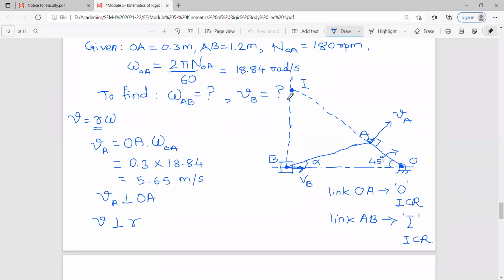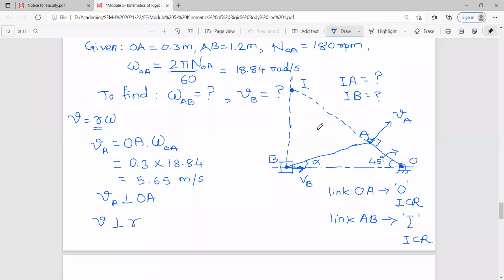Once you have located the ICR, the rest is only calculations. What you need in the calculations are the radii of various points. So you need to calculate the distance IB and the distance IA. From this diagram, calculate what IA is equal to and what IB is equal to. Sir, the two triangles are isosceles triangles? Now, I don't know whether it is an isosceles triangle or not. But the further calculations will check your trigonometry skills.